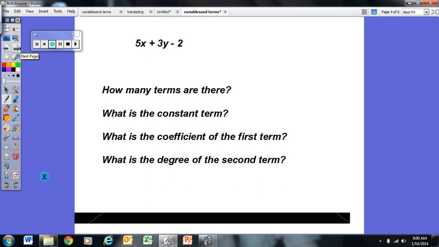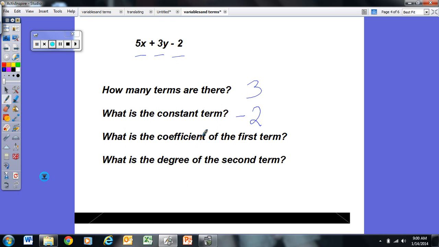Okay, how many terms are there in this example? Well, there are 3 terms. There are 3 things being separated by a plus and a minus. The constant term is a negative 2. Now that goes back to when I described coefficients. I said the sign in front. So some people say, I thought that was a minus. True, but that sign right there goes with the 2. So that 2 is negative.